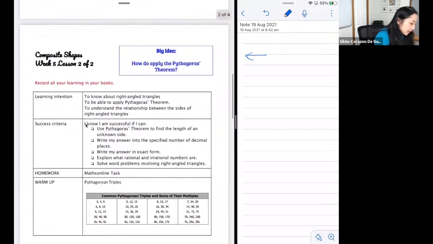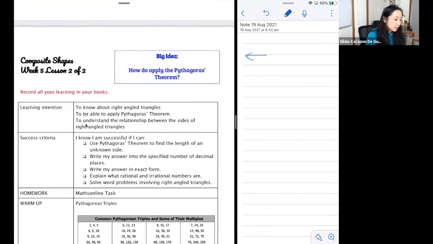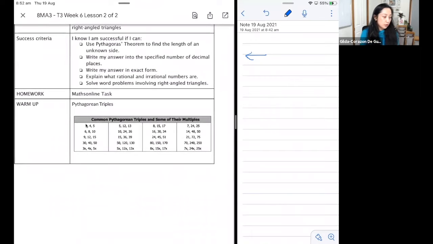Let's have a look at our learning intention today. So we're looking at composite shapes today. We're still learning about right angle triangles and applying the Pythagoras Theorem. We did say that when it's a hypotenuse, it would be a plus. When it's a shorter side, then it would be a minus. So let's probably start with a warm up.